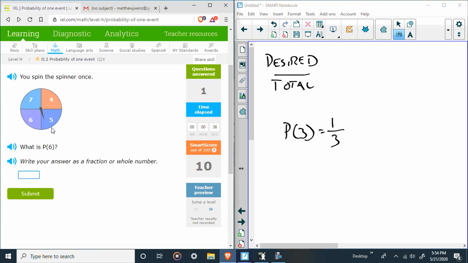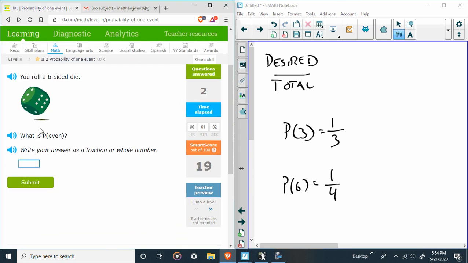You spin the spinner once. What's the probability of getting a 6? Write your answer as a fraction or a whole number. Your desired outcome is a 6. How many 6s are in your spinner? 1. How many total outcomes are there? 4. Since they want it as a fraction, we'll give it to them as a fraction. We'll say 1 over 4.